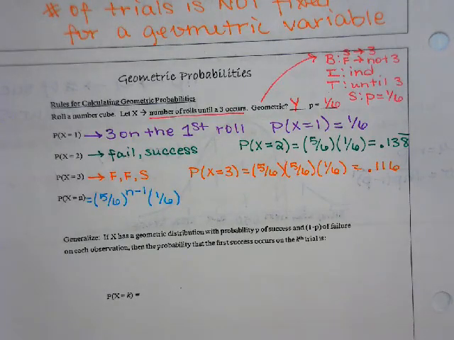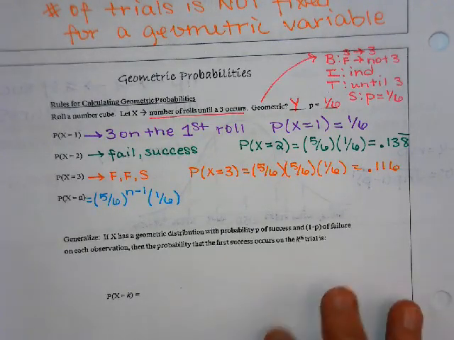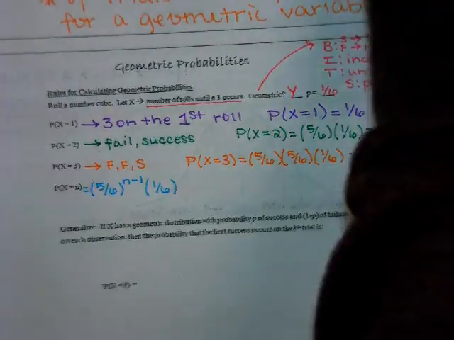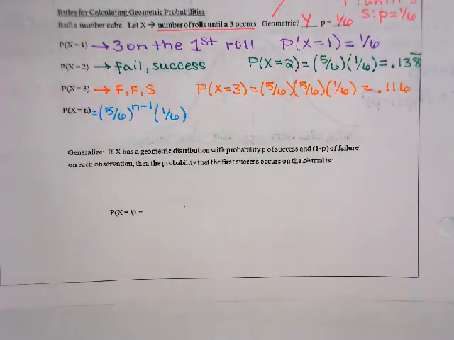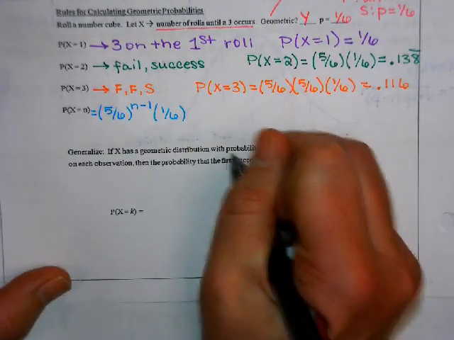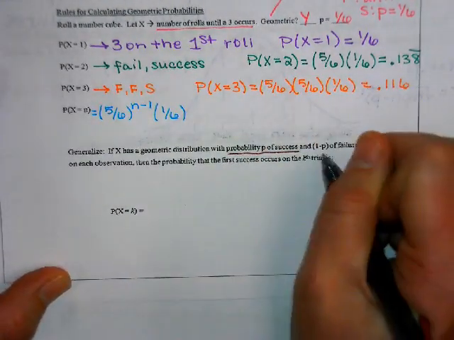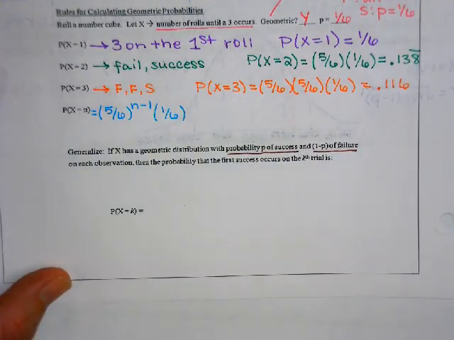Okay. We're going to generalize. This is what it would look like on the AP formula sheet. So X is a geometric distribution with probability P of success, 1 minus P of failure, and the first success occurs on the kth trial.